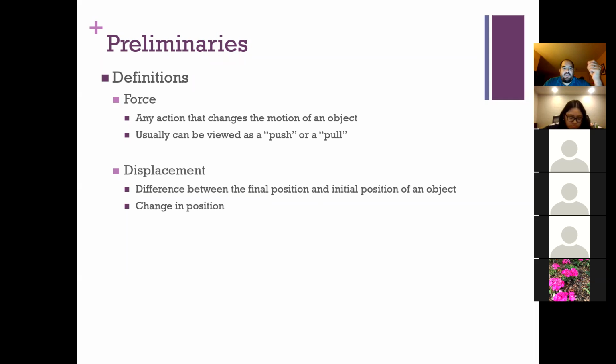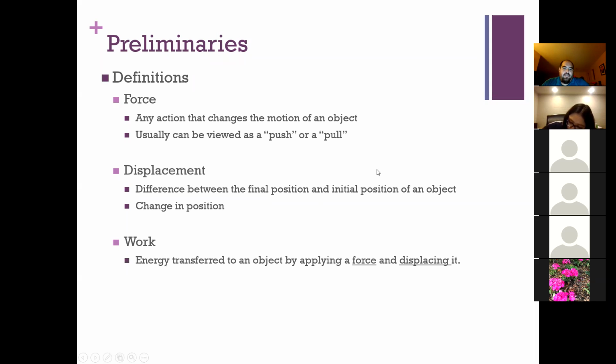Also a change of position, kind of like I just mentioned. And really, you see this a lot in math, and you're going to continue to see it, that the word change implies that you are comparing two states of some object. So yeah, final position minus initial position. That'll give you a change.